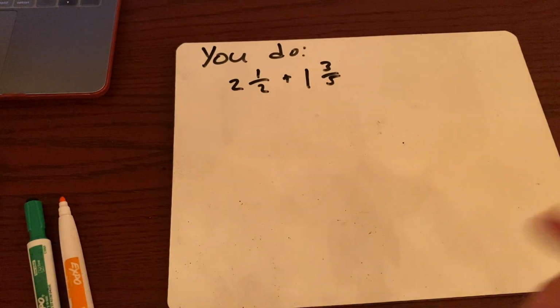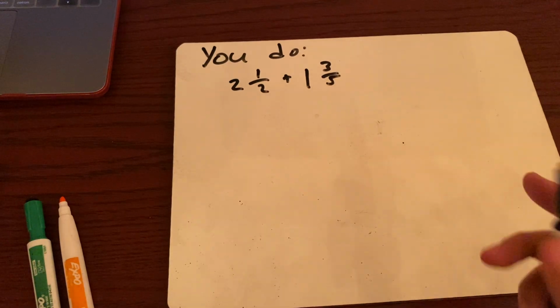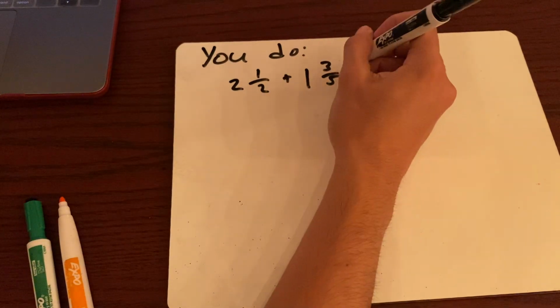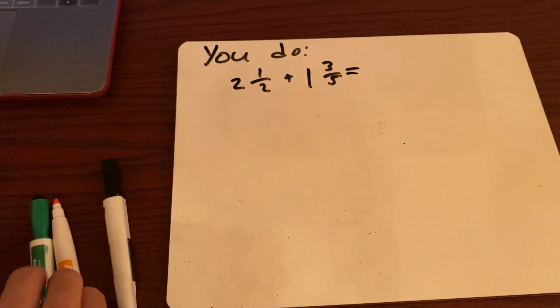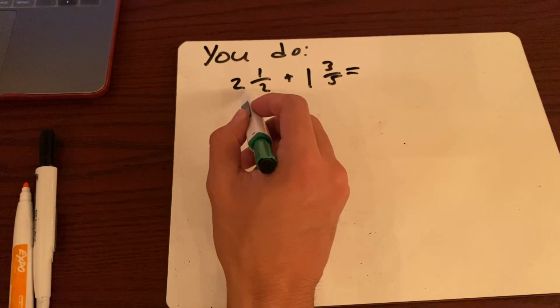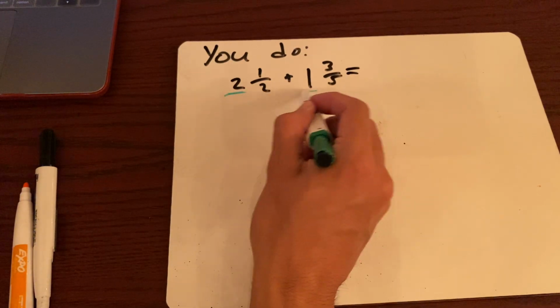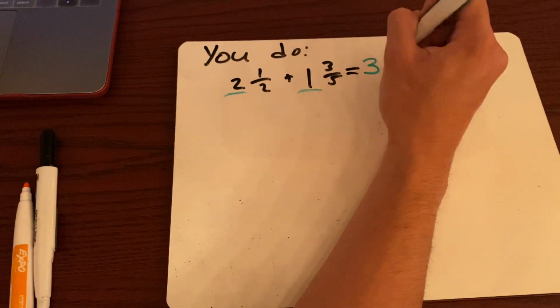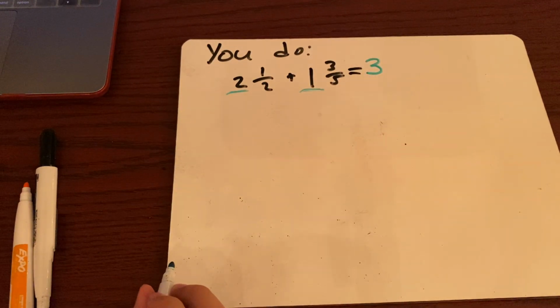All right, hopefully you were all able to solve it, but if not, that's okay. We'll go through it right now. So much like we did before, identify your whole numbers, everybody. My whole number here is 2. My whole number here is 1. 2 plus 1, that'll give me 3. All right, not too bad.